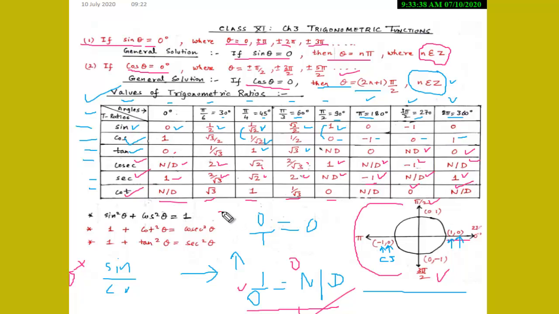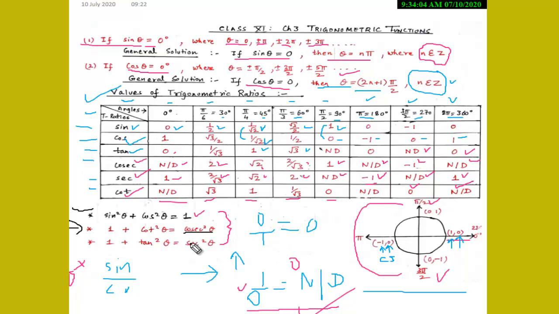And now we have also studied three identities, which are sine square theta plus cos square theta, which is equal to 1. And now when we divide both sides by sine square theta, we get 1 plus cos square theta upon sine square theta, which is cot square theta, and this is equal to 1 upon sine square theta, which is cosec square theta. So from the first identity, we make two more identities, which are 1 plus cot square theta is equal to cosec square theta.